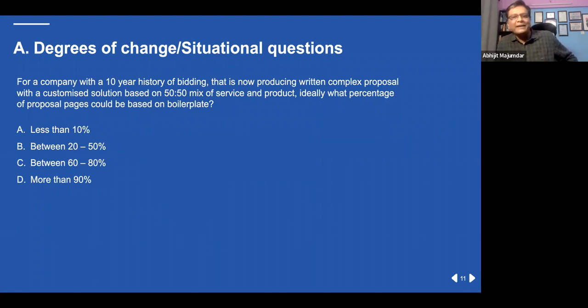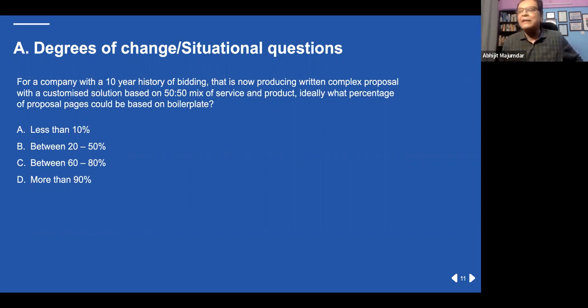A company with 10 years history of bidding, that has got nothing to do with how many pages or what percentage of proposal pages should be based in the boilerplate. What has got to do is the 50-50 mix of service and product. So here you have to understand the situation that the proposal is going to be 50% service and 50% product. Now, definitely the product is not going to change. The product content is going to remain the same. The product specifications, the product benefits, the product features, they are going to remain the same. That is going to be the boilerplate.